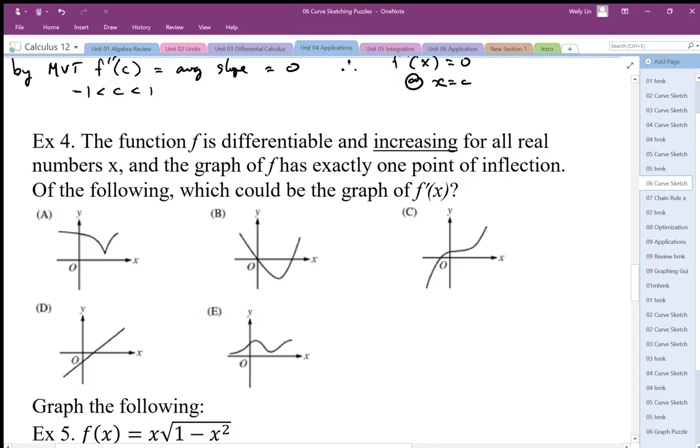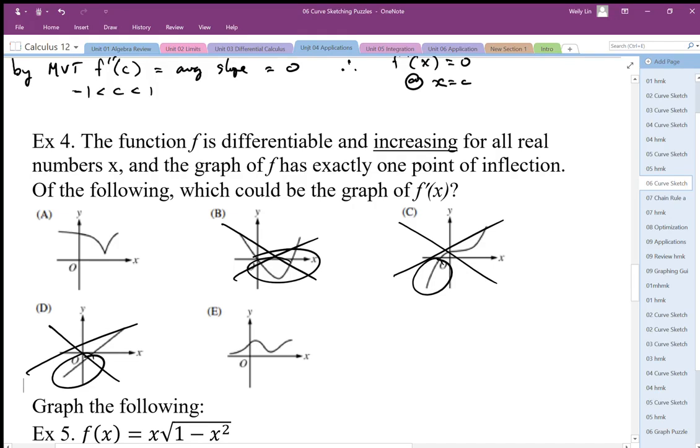So we're being asked to find f prime. If f is increasing for all real numbers of x, all the values of f prime must be positive. So we need to eliminate the graphs with some negative f prime values. There's some negative f prime values there, so we can eliminate that, and that, and that. So these cannot be increasing for the entire region. So we're left with just A and E.